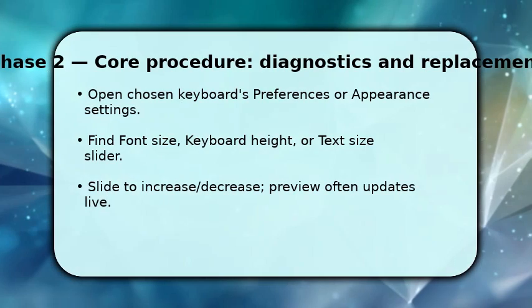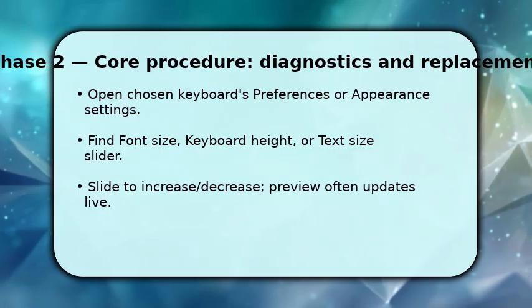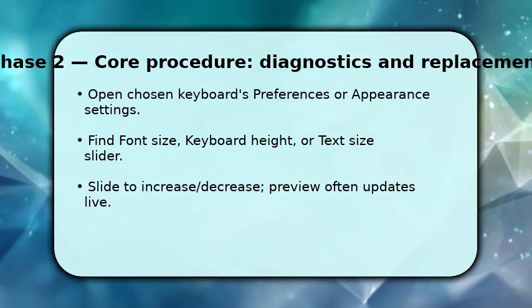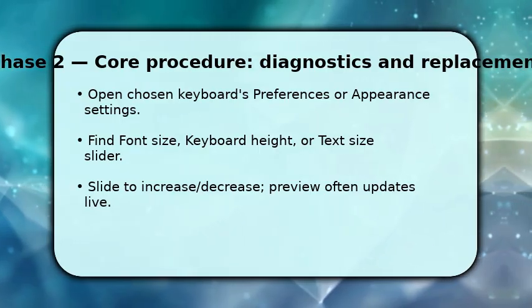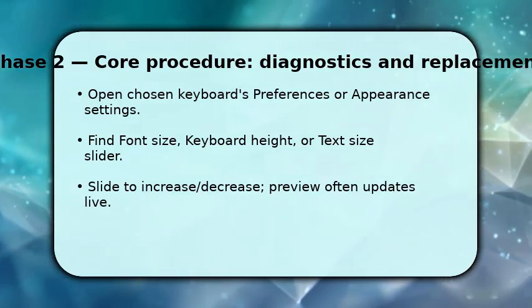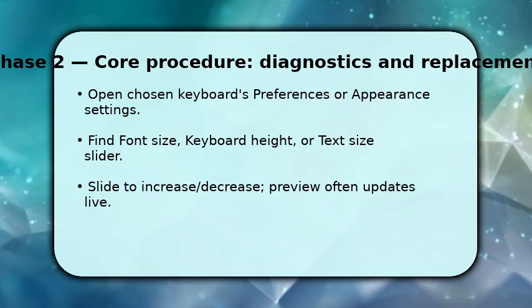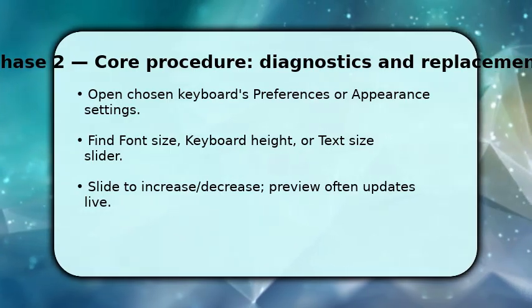You now dive into the keyboard's Preferences or Appearance section to change how text appears. Look for font size, text size, or keyboard height. Different keyboards label them differently. Move the slider slowly to increase or decrease size and observe the live preview. This shows you exact results.